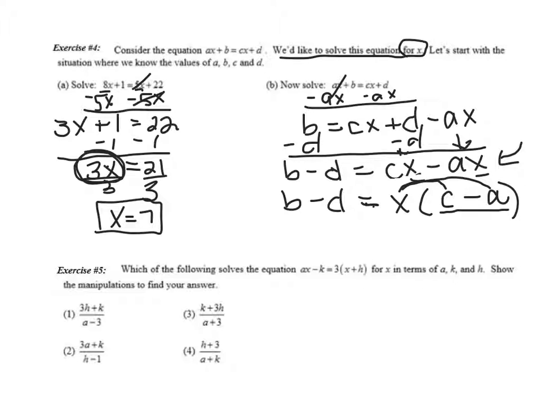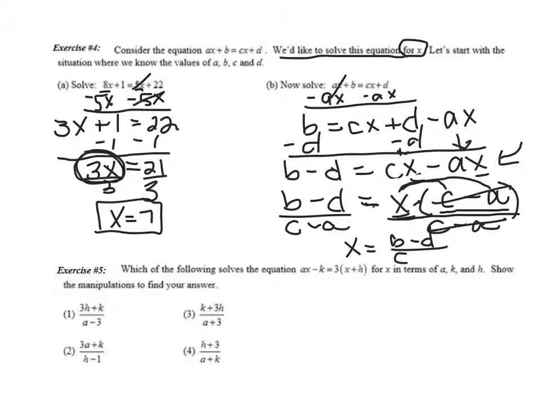Yes, it is. And by undistributing, which another word for that is factoring, what we've done is we've isolated this x all by itself here. It's multiplied by c minus a, but we know how to unmultiply by c minus a. We divide both sides by c minus a. These cancel. You're left with x is equal to b minus d over c minus a.